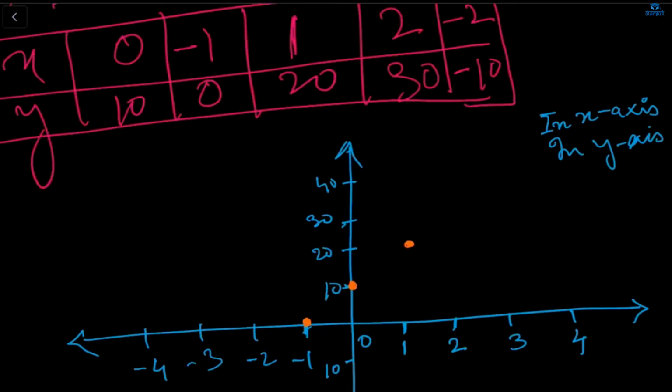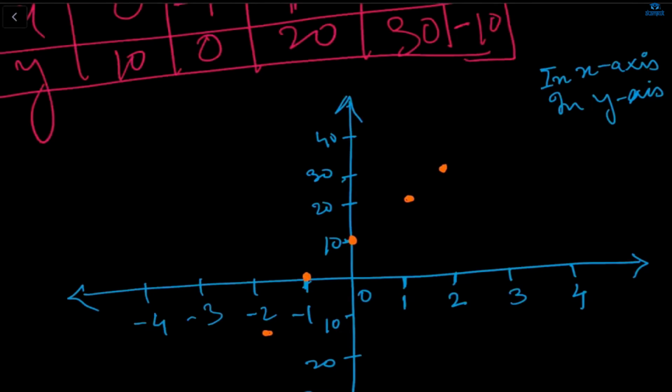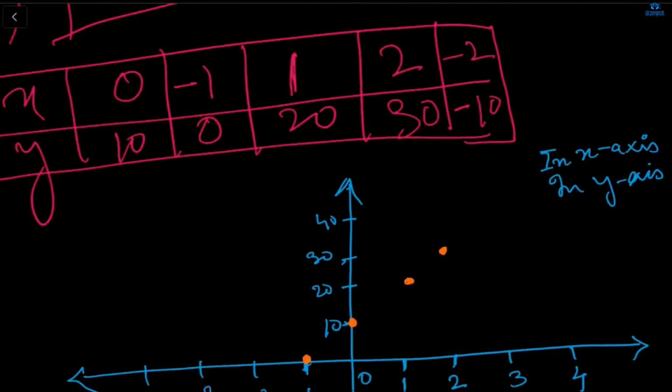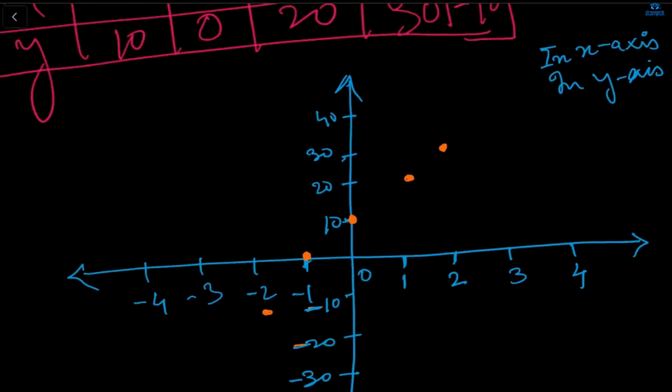Where is your 230? Minus 2, minus 10. Wait a minute. Minus 2, minus 10. Okay, these are already minus now. Minus 2, minus 30, right? Minus 2, minus 10. The value is minus 2, yeah, minus but 10 there's plus. Okay, so now when you join the points, it will be a straight line.